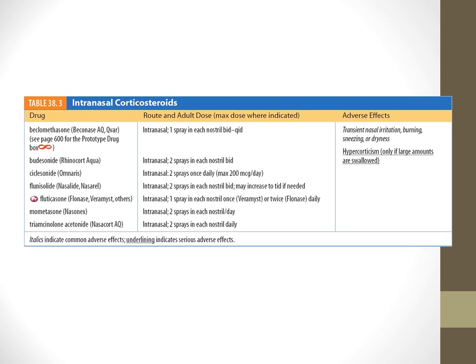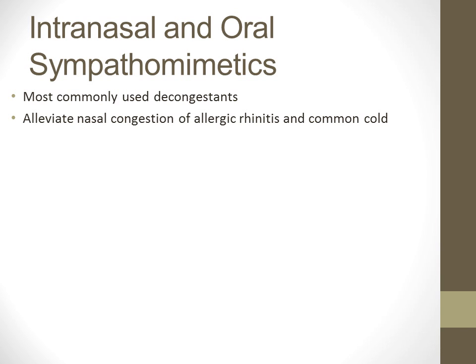Here are all your drugs in this category. Again, Flonase is going to be the prototype. If you look for that purple circle next to it, that's going to indicate which drug will be the prototype drug when we're talking about categories of drugs, so you can find that very readily.